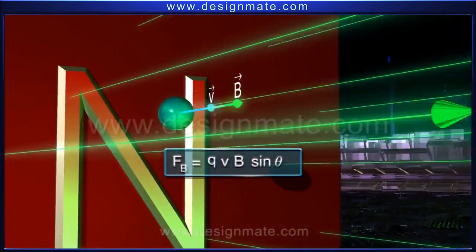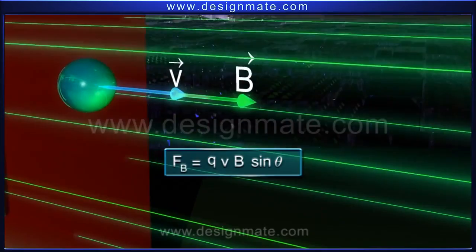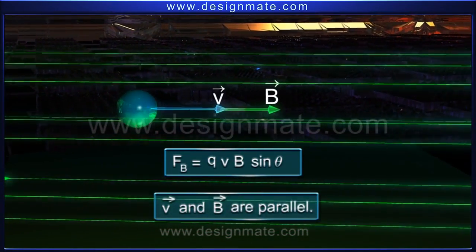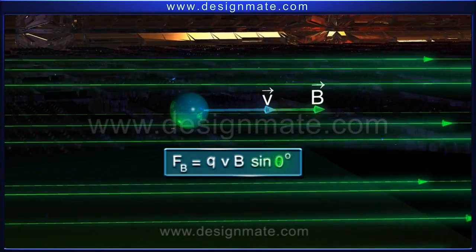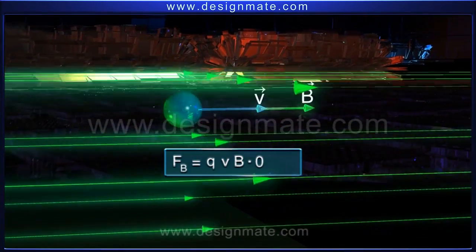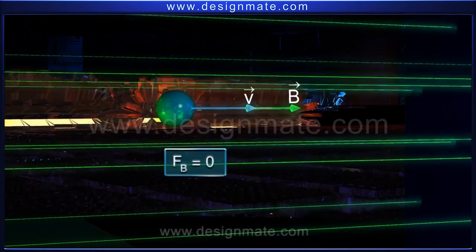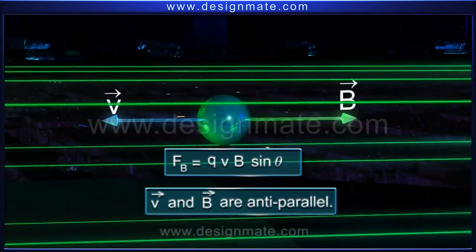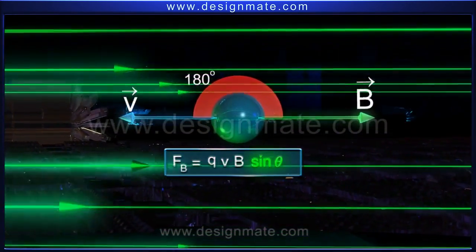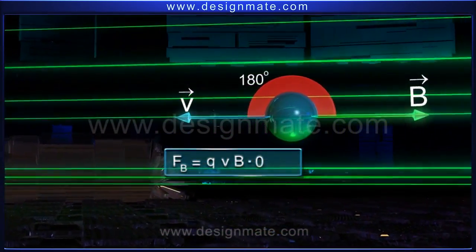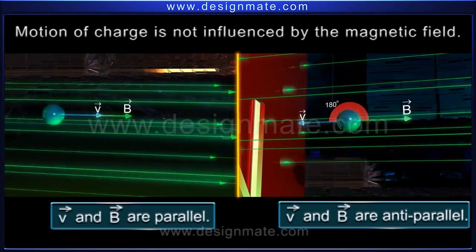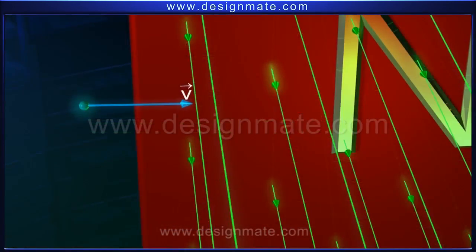This equation tells us that if a charge moves in the magnetic field with its velocity vector v parallel to vector B, that is, theta equals 0 degrees, the magnetic force acting on the charge is 0. The same is true if vector v and vector B are anti-parallel, that is, theta equals 180 degrees. In both the cases, the motion of charge is not influenced by the magnetic field.